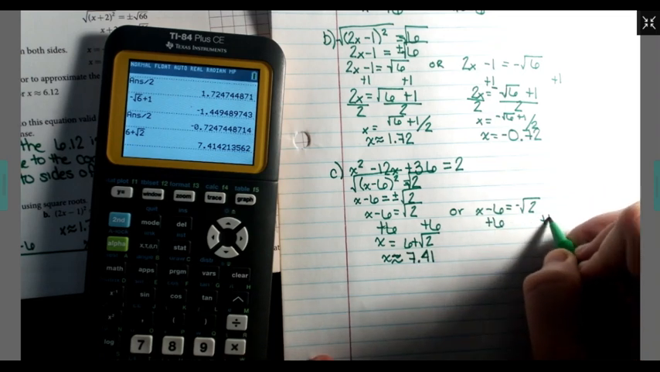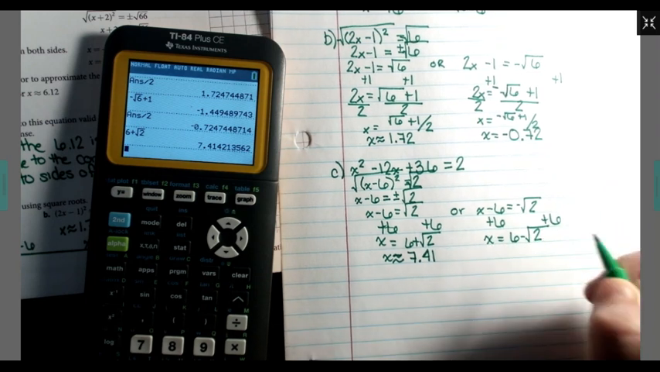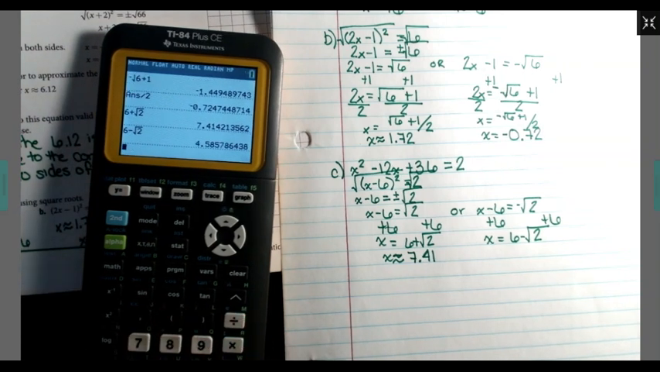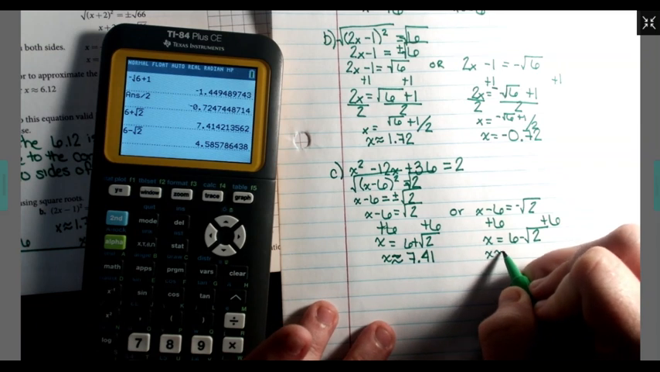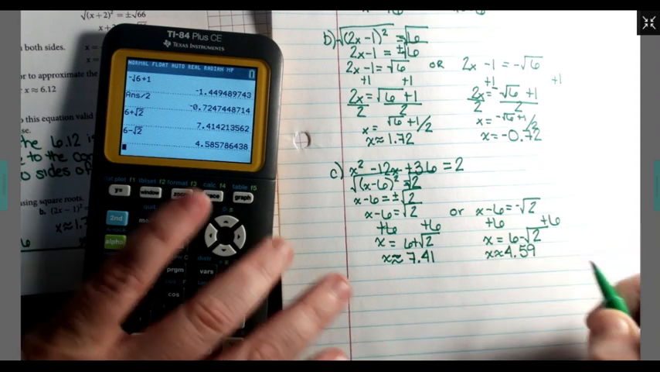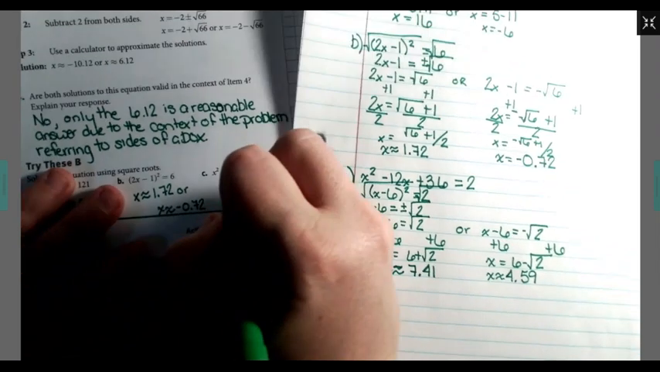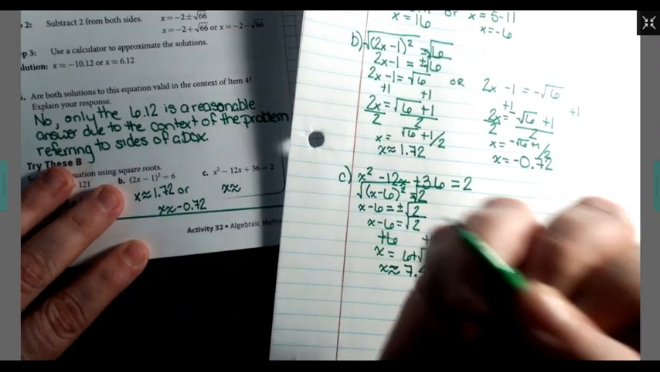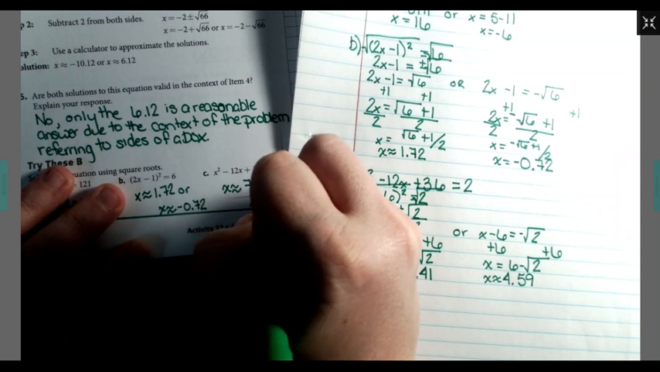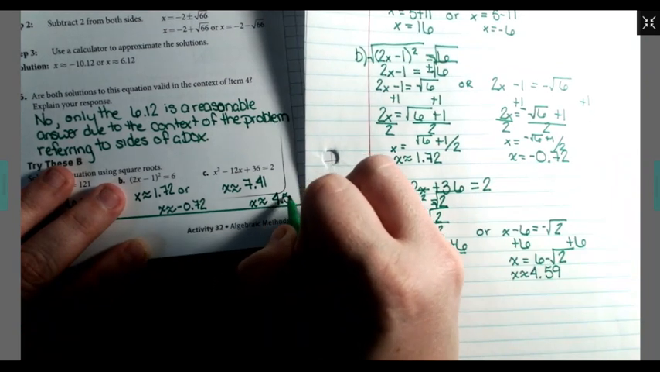Here we add 6. So this is going to say x equals 6 minus the square root of 2. So 6 minus the square root of 2. That's x is approximately 4.59. So x equals approximately 7.41. X is approximately 4.59.